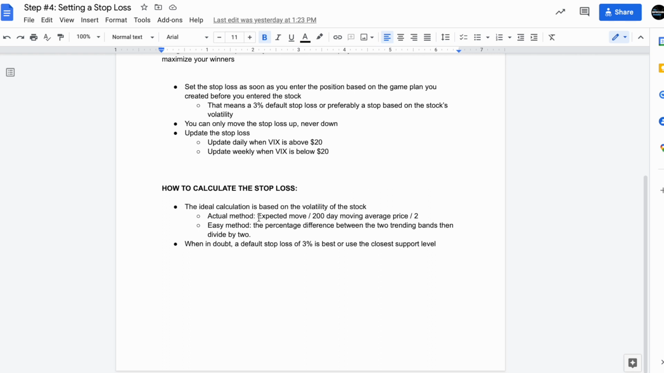So the actual method is the expected move of that stock divided by the 200-day moving average price, divided by 2. That will get you the percentage stop loss you want to be at. Now again, you're like, okay, what is all that? That's just the mathy side. The easy method is this.